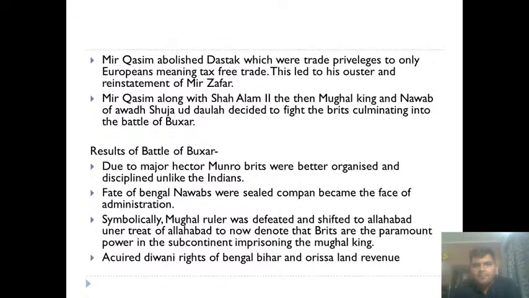So he abolished Dastak. Now, fearing that this trade privilege was snatched away, Mir Jafar was again reinstalled. Now Mir Qasim was a bitter man. He left Bengal and, along with the Nawab of Awadh, Shuja-ud-Daula, and the then Mughal king Shah Alam II, decided to challenge the British in the Battle of Bihar, in the plains of Bihar, which directly culminated into the Battle of Buxar in 1765.